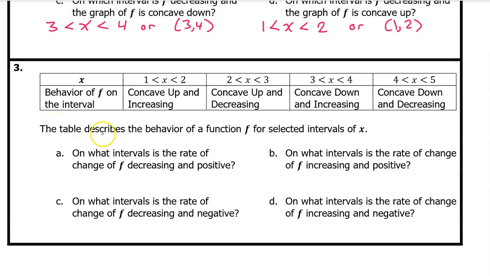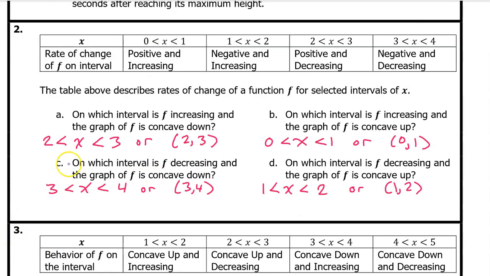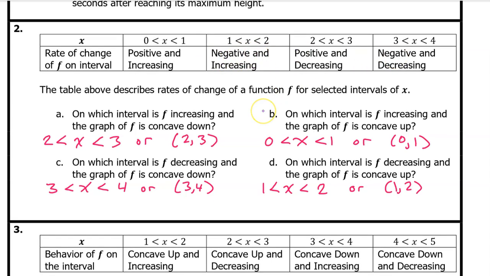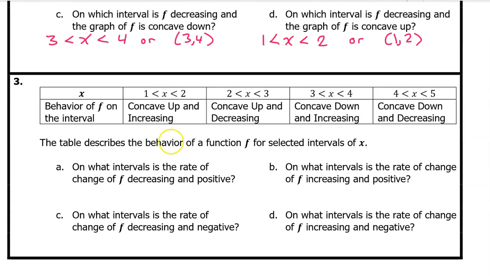Number 3, the table describes the behavior of a function f for selected intervals of x. Part A, on what intervals is the rate of change of f decreasing and positive? Notice that on the previous problem, the table described the behavior of the rate of change of f on given intervals. But for this problem, the table describes the behavior of the actual function f itself for various intervals.